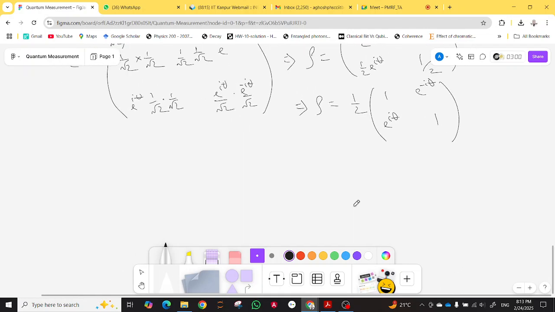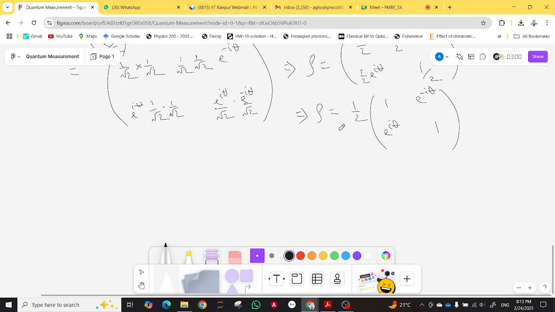You can check whether this is a pure state or not, just square and take the trace of rho square. That I'm not doing, you can do. Here also, for simplicity, you can check the trace of rho equals 1 by 2 times 1 plus 1, this is 1. It's a valid density matrix also. And rho dagger equals rho also, right? So this is a valid density matrix. It is just for cross checking whether you are correct or not.